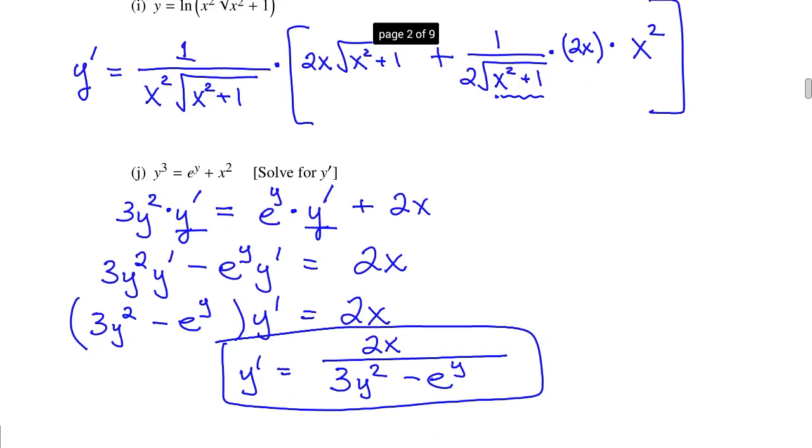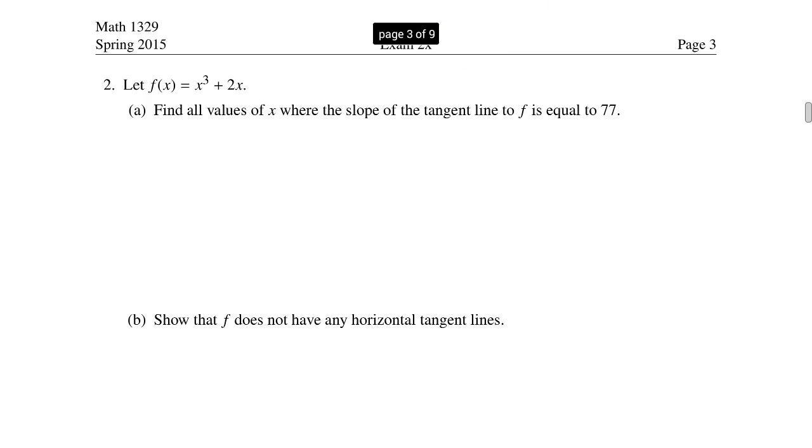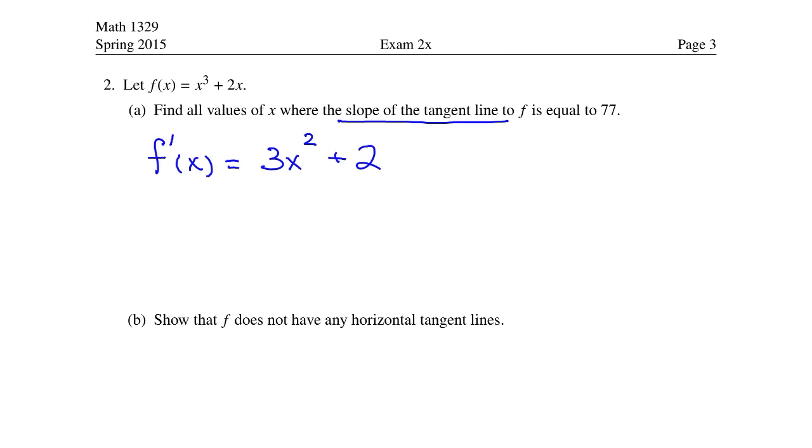Let's look at question 2. Let f of x equal x cubed plus 2x. It says find all values of x where the slope of the tangent line of f is equal to 77. So we know that the function that gives me the slope of the tangent line is the derivative. So let me go ahead and compute that. That's 3x squared plus 2. And now I want to know when this is equal to 77. So I'm going to set it equal to 77 and then solve for x.